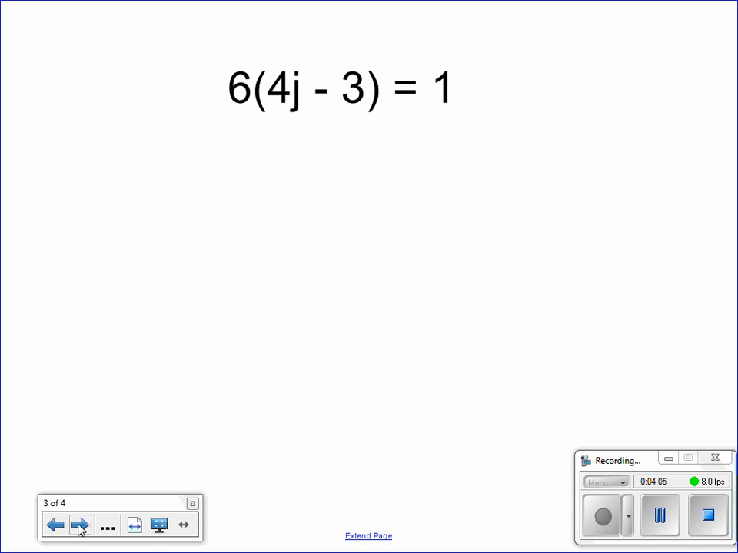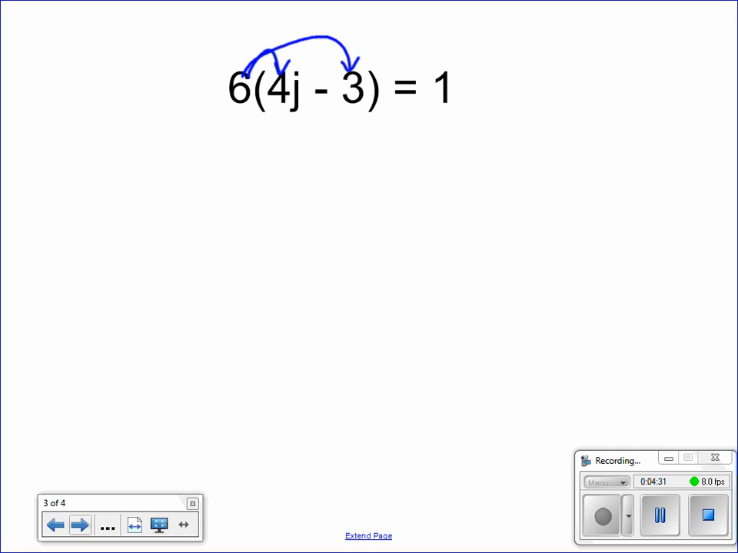Next problem. Once again, I'd like to do my addition and subtraction first. It makes it easier for me. But the subtraction here is inside the parentheses. I can't add 3 to both sides because I don't just have 3. I have 6 minus 3's. I have 6 of everything inside the parentheses. So I need to first get rid of the parentheses so I know how many 3's I actually have.